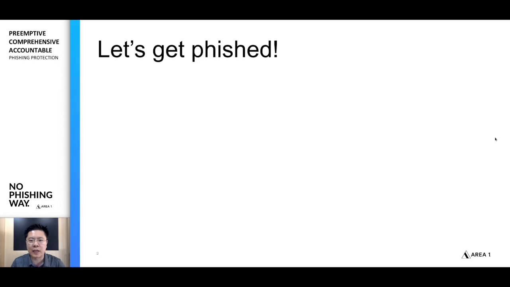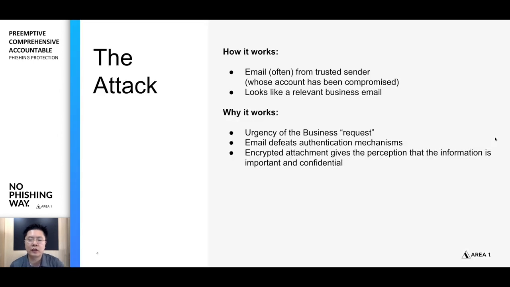So how do these campaigns work? One, these are business-oriented emails, so when you receive them, if they're relevant, very likely you're going to open them. They contain an encrypted attachment, which gives the user the perception that the information is important and confidential, and everybody wants to do their job properly. And often the other thing that we see is that these emails will originate from compromised accounts. The email may come from a trusted sender.